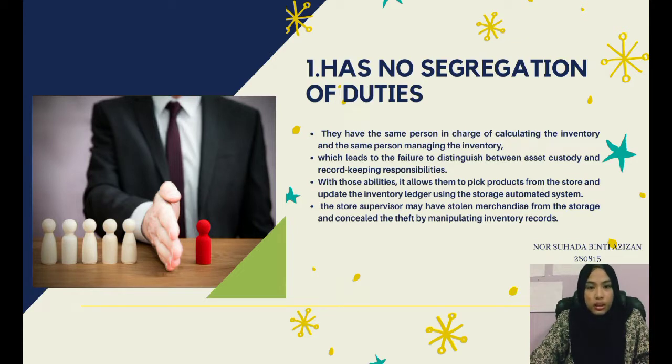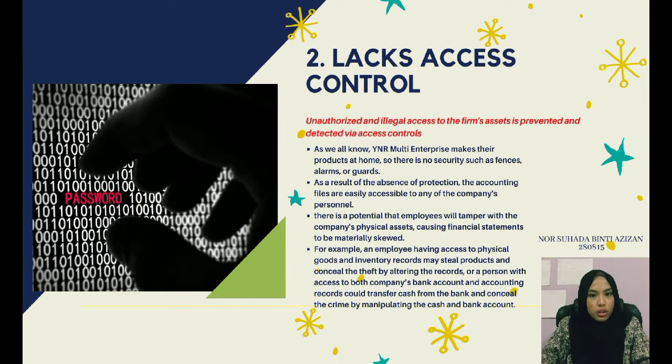They have the same person in charge of calculating the inventory and managing the inventory, which leads to the failure to distinguish between asset custody and record-keeping responsibility. Y&R Multi-Enterprise has a staff supervisor who controls the inventory custody. With that ability, it allows them to pick product from the store and update the inventory ledger using the store automated system. As a result, the store supervisor may steal merchandise from the storage and conceal it by manipulating the inventory record.